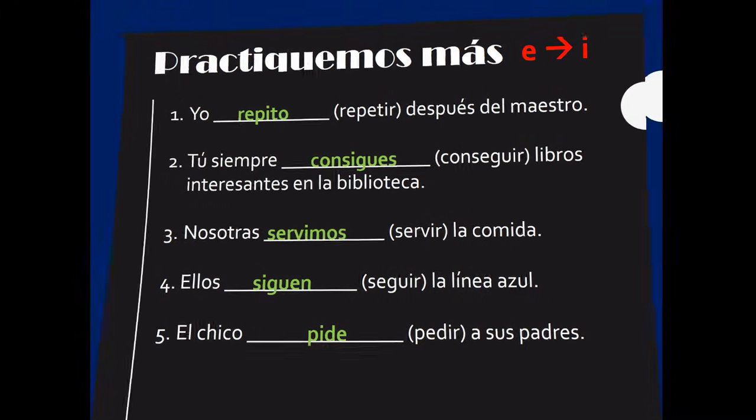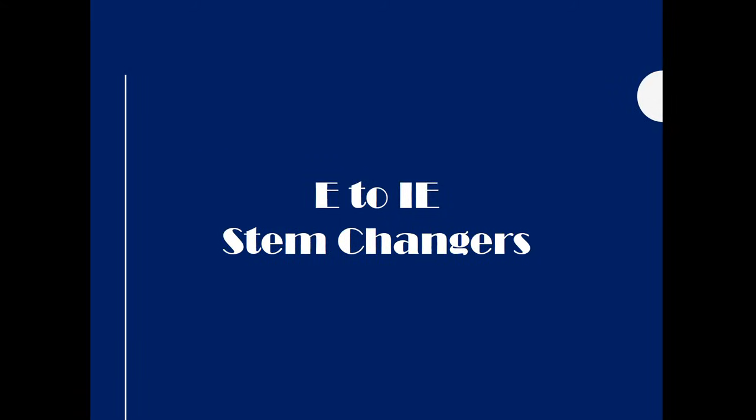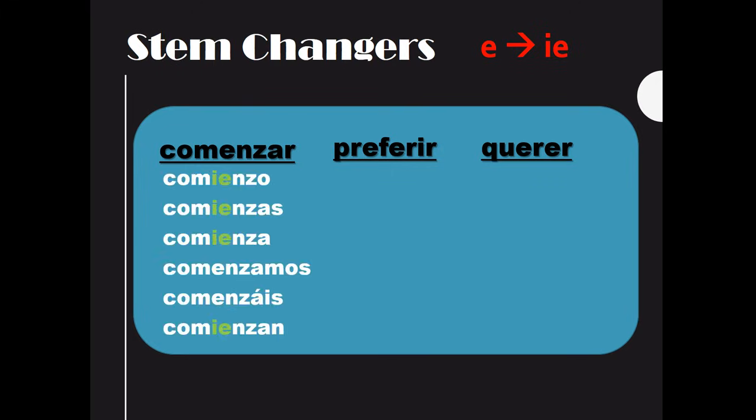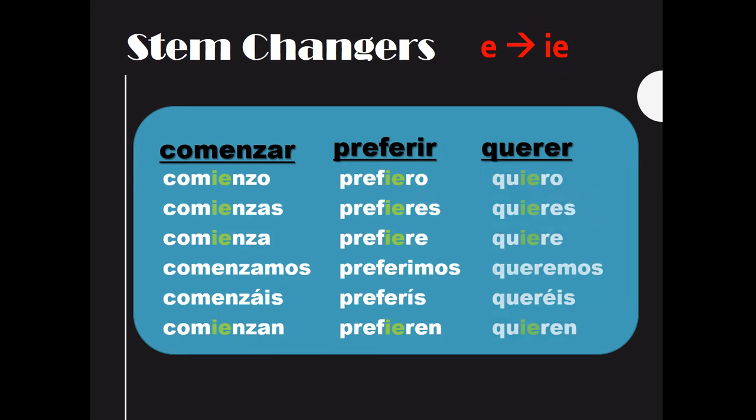Moving on to E to IE stem changers. Now, how are you going to know if it's an E to I or an E to IE stem changer? Again, unfortunately or fortunately, you get this by practicing. So you get to practice to start to remember what these are. We have comenzar, preferir, y querer, to begin, to prefer, and to want or love.